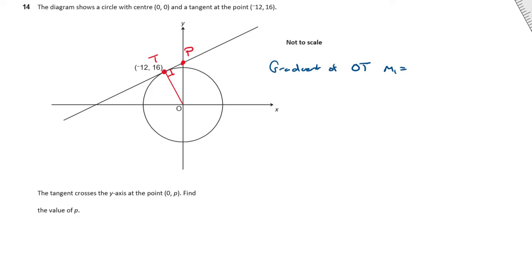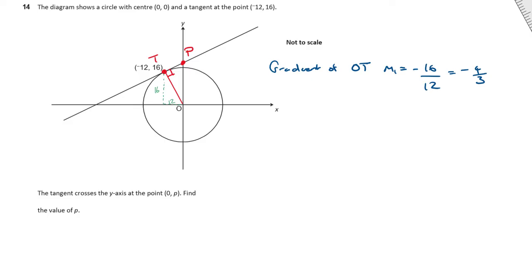Now, M1 is going to be change in y divided by change in x. So change in y is that value, and change in x is that value. If that's the point minus 12, 16, then that's going to be 16, and that's going to be 12. So it's going to be 16 over 12, except it's sloping downwards, so it's going to be negative. So it's going to be minus 16 over 12. Now 16 over 12 simplifies to 4/3. So the gradient M1 is going to be minus 4/3.